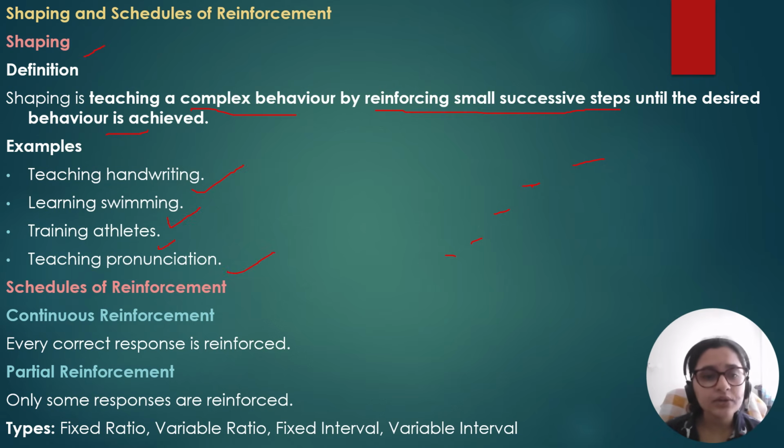Okay, what are schedules of reinforcement? There are two types: continuous reinforcement and partial reinforcement. Continuous reinforcement is when every correct response is reinforced. That means as and when the student gives the correct response, he is praised. Partial reinforcement: only some responses are reinforced. That means the teacher will only praise some of the good acts, not every good act of that particular student. Some of the types of partial reinforcement are fixed ratio, fixed interval and variable interval.